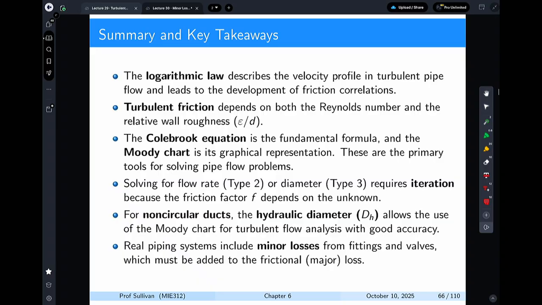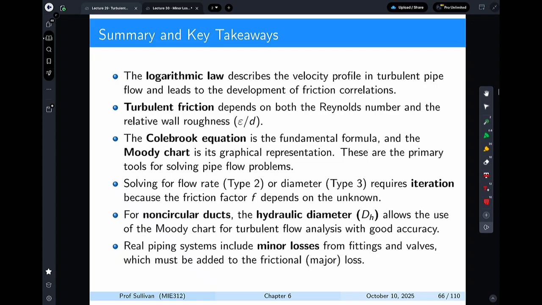The log law describes the velocity profile in turbulent pipe flow and leads to the development of friction correlations. Turbulent friction depends on both Reynolds number and the wall roughness. So we have a lot of errors associated with that, which we accept. We accept those errors because they're not as significant in the end in terms of how you calculate them.